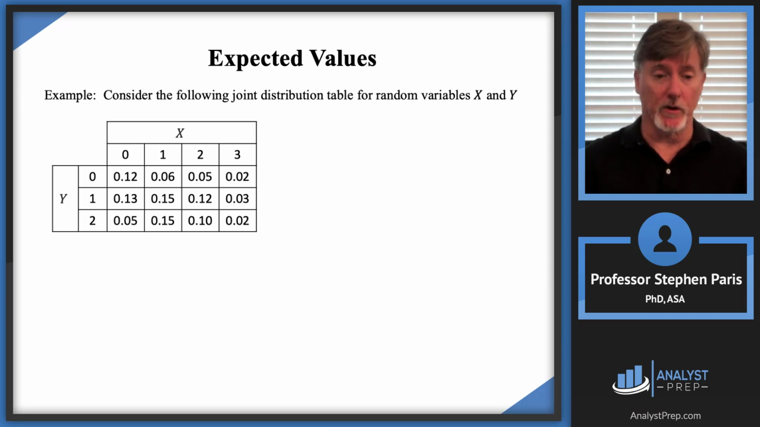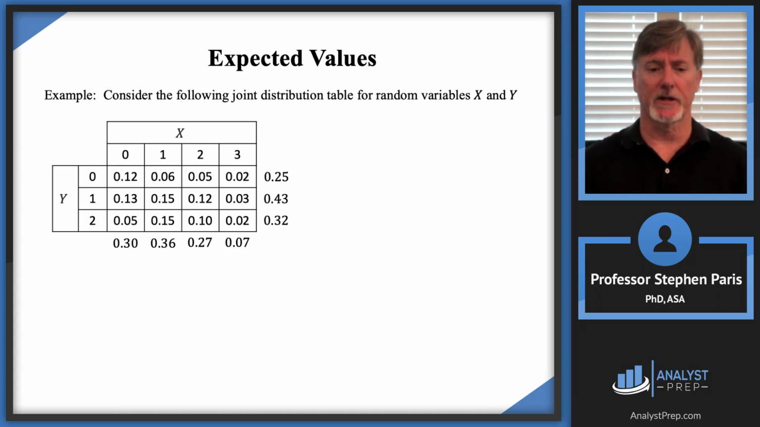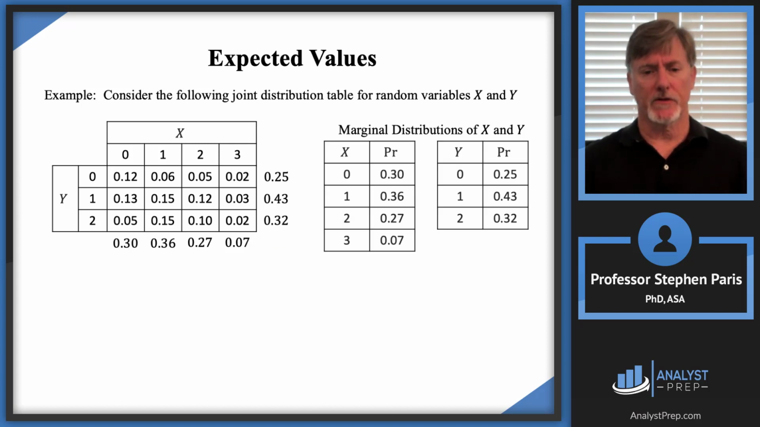So let's first look at what the marginal probabilities would be for this joint distribution. Just add up the rows and the columns of probabilities to get the marginal probabilities. Notice that all those marginal probabilities add up to 1, so I've done my arithmetic right. And then the marginal probabilities give rise to the marginal distributions. We've talked about this in a previous video. So those marginal probabilities define the marginal distribution.